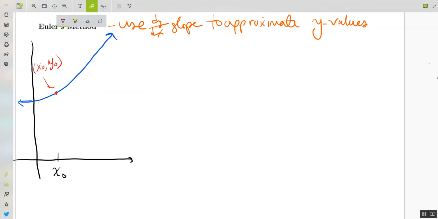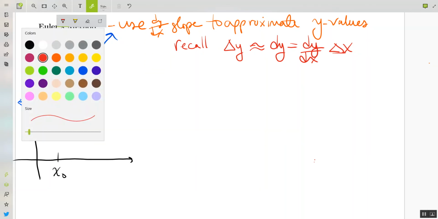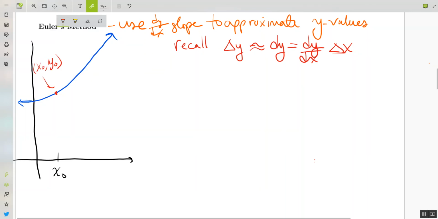We're going to be using the differential quite a bit for this. Recall that when we've done the differential in the past, we've approximated a change in y using a dy, and dy was just dy/dx times your change in x. So here's what we're going to do. I want to move a little bit away from x0 and make a new point. I want to use a different color for this point. Let's use orange because it's close to red. So you move a little bit away from x0 to a new point we'll call x1.